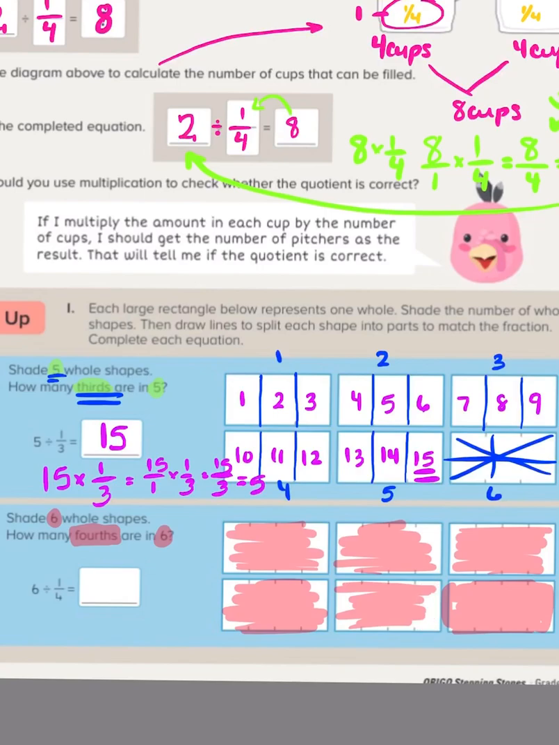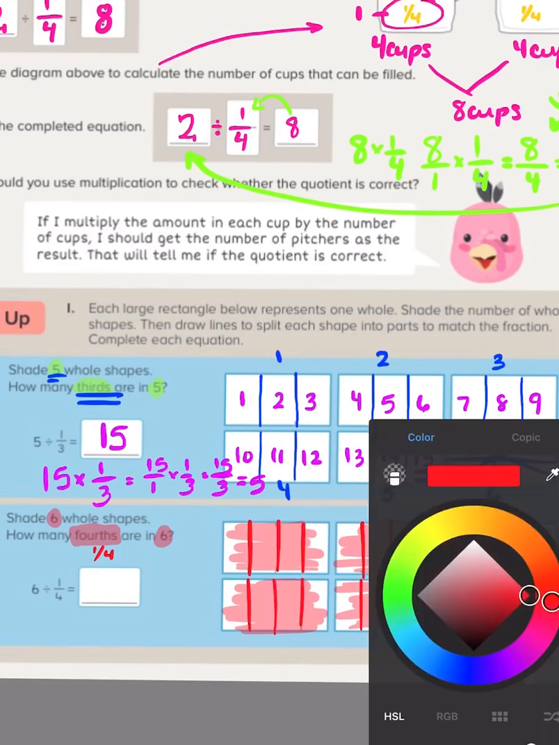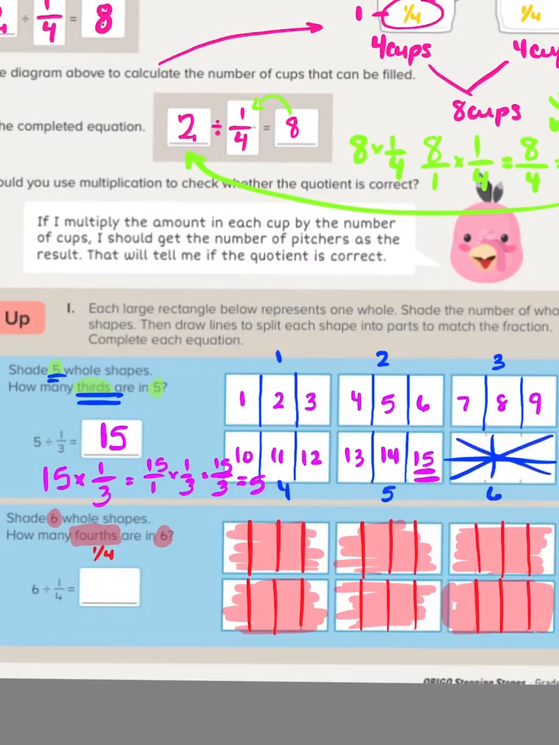It says I'm cutting them into fourths. This is the same thing as saying 6 divided by 1/4. I'm going to cut each of these into fourths. There's 4 pieces, 4 pieces, 4 pieces, 4 pieces, 4 pieces, and 4 pieces. Now I'm going to see how many pieces I have. So I took my 6 wholes, cut them into fourths, and I'm going to count them.